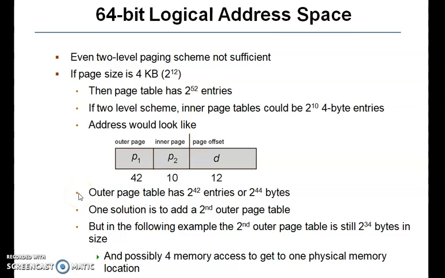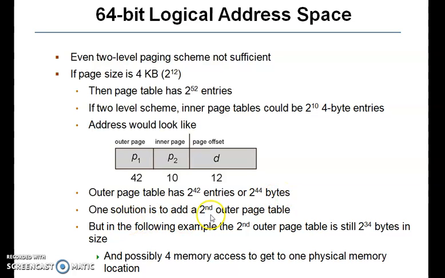Suppose a 64-bit logical address space is available. Then a 2-level paging scheme is not sufficient. If the page size is 4 KB, or 2 raised to 12, then the page table has 2 raised to 52 entries. With a 2-level scheme, the inner page table would have 2 raised to 10 4-byte entries. The address would look like this: outer page of 42 bits, inner page of 10 bits, and page offset of 12 bits. The outer page table has 2 raised to 42 entries, or 2 raised to 44 bytes.